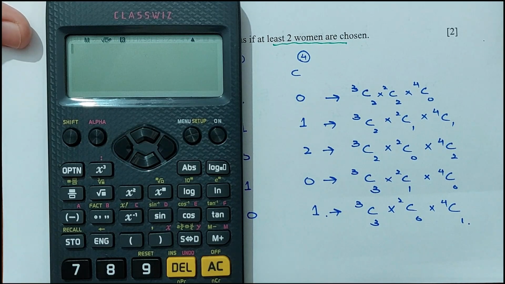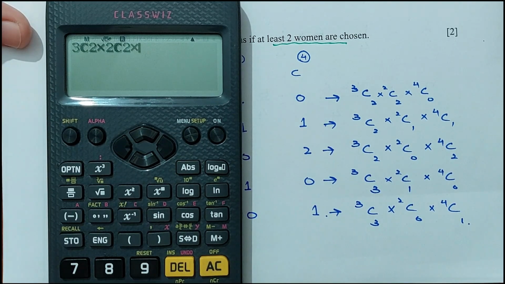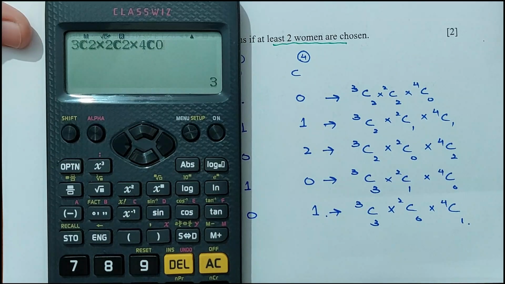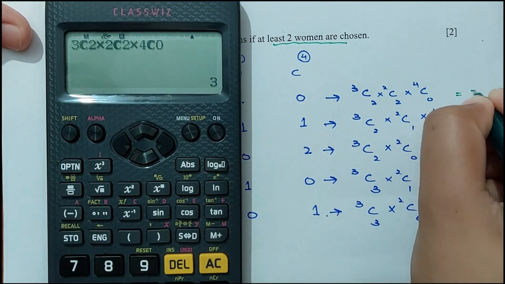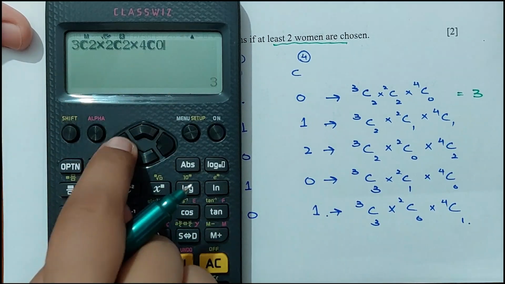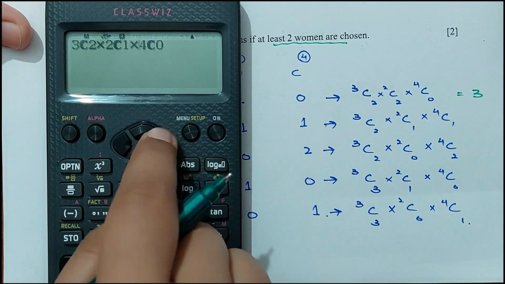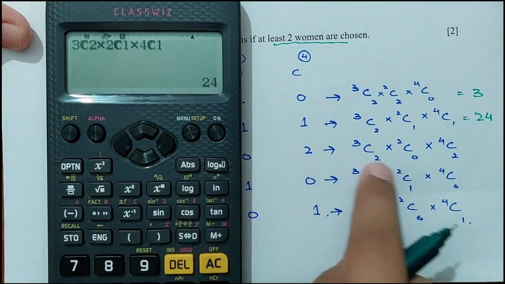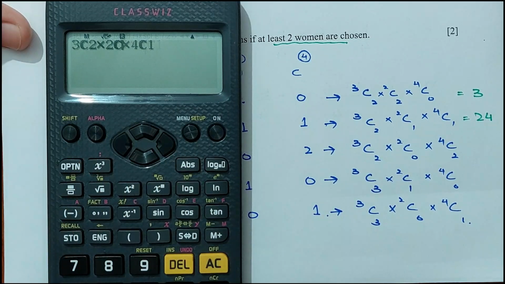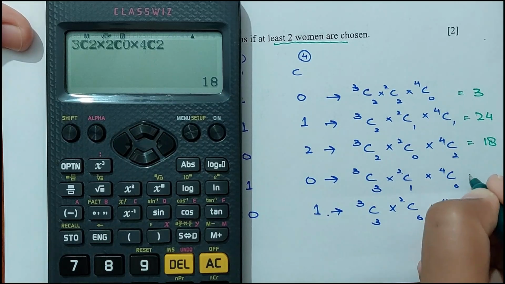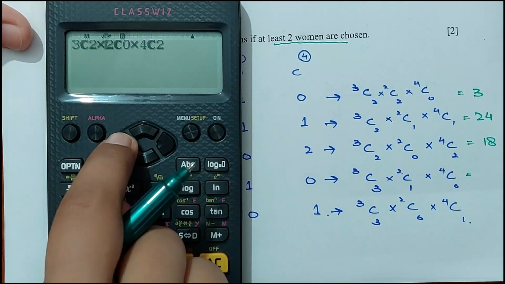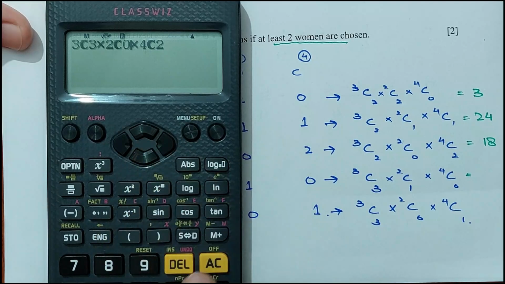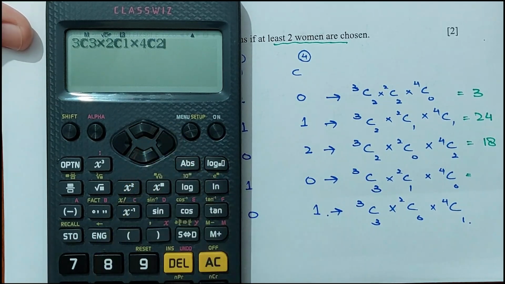Let me simplify all these possible combinations. 3C2 times 2C2 times 4C0. This is equal to 3. Now 3C2, 2C1, and 4C1. This is 24. Now 3C2, 2C0, this is 1, and 4C2, and that is 18. Now 3C3, 2C1, and 4C0.